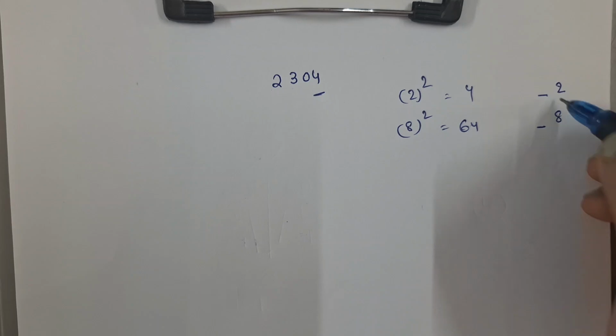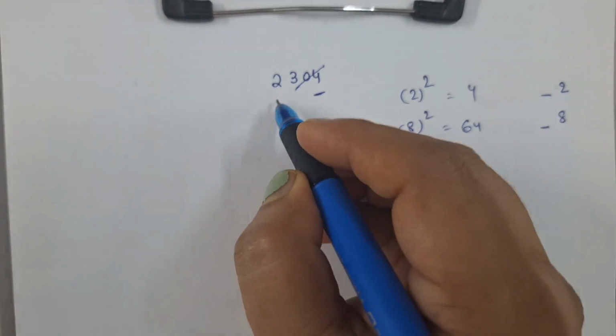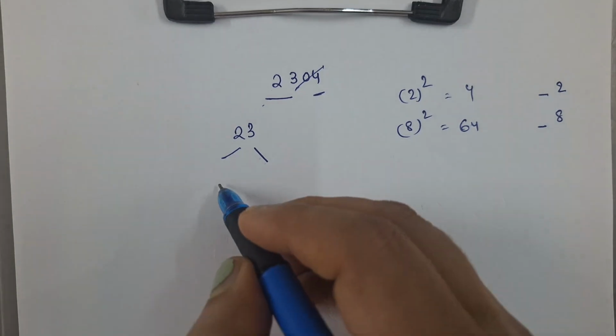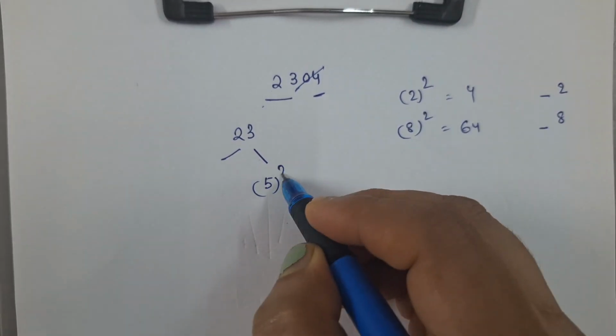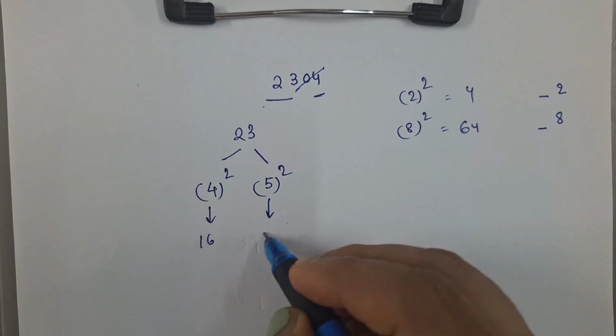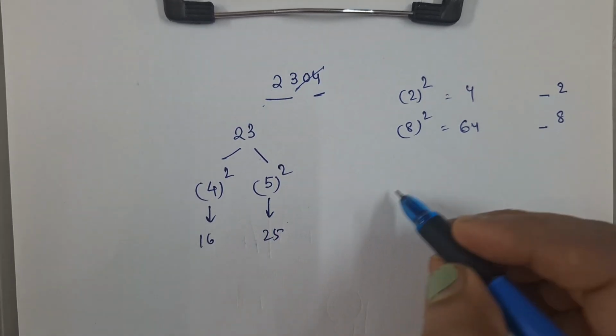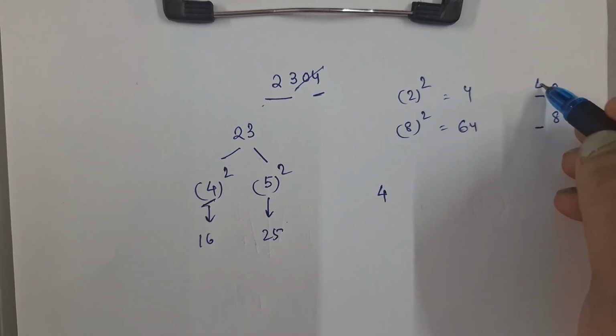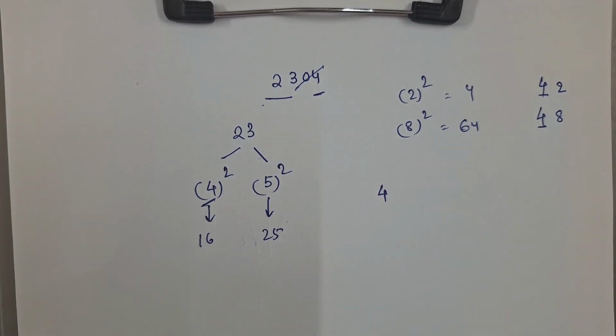We have to find out the digits before this. Strike out these last two digits. We are left with 23. 23 lies between the squares of which two numbers? It lies between 4 square and 5 square. That means it lies between 16 and 25. So now we have to identify. We got 4, and 4 is the lower number. So 42 or 48. One of these two numbers will be our answer.